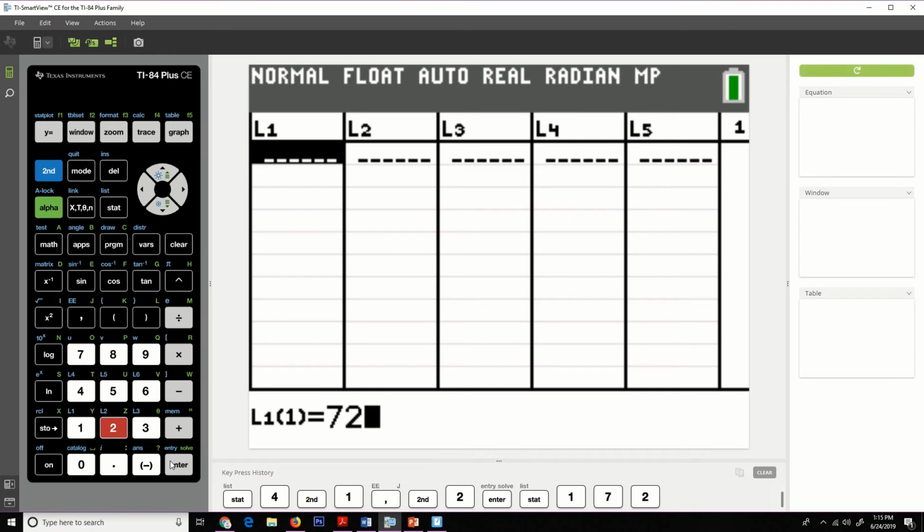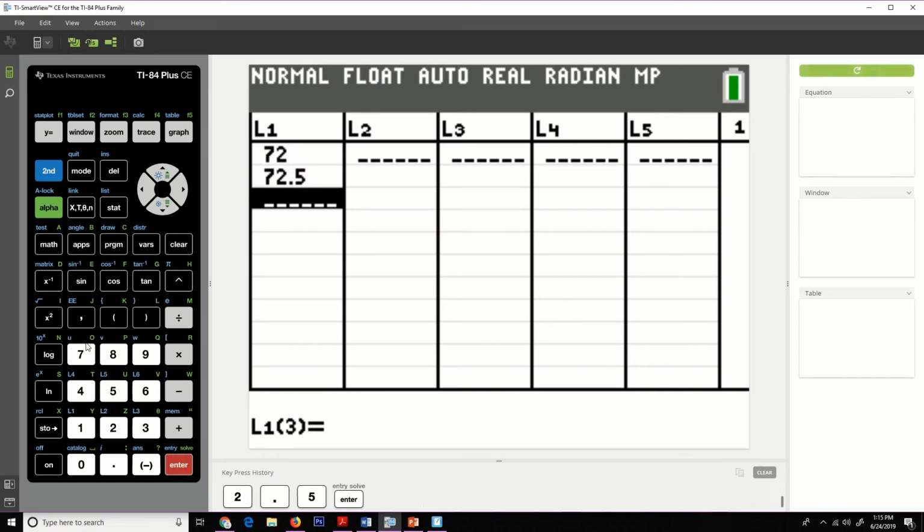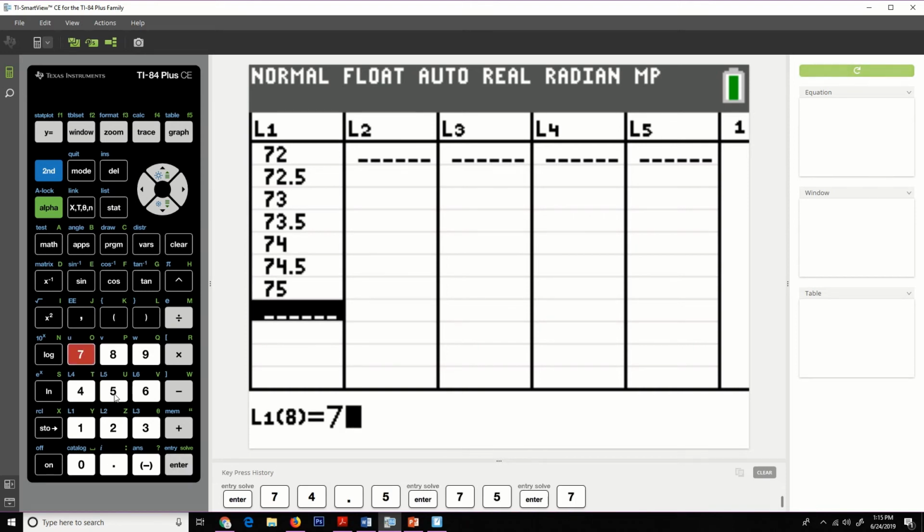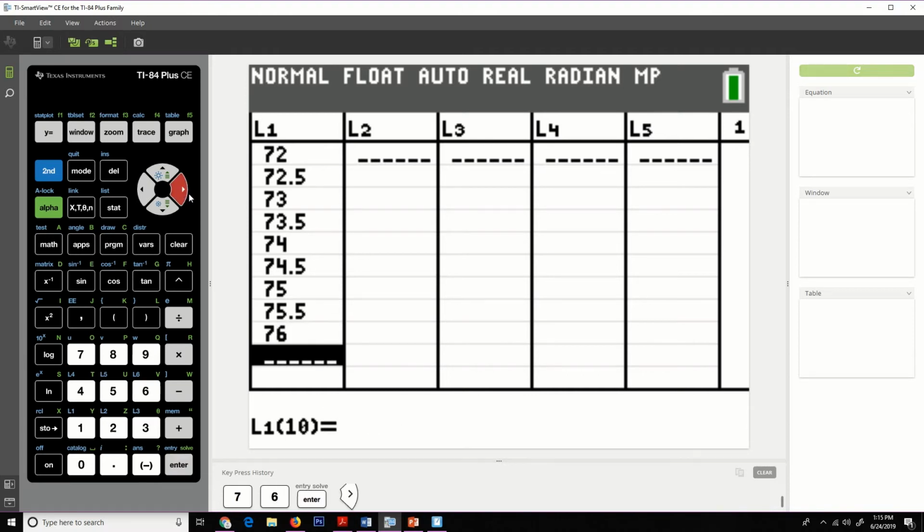So 72, 72.5, 73, 73.5, 74, 74.5, 75, 75.5, and then 76. And then the probability is going to be our frequency list.